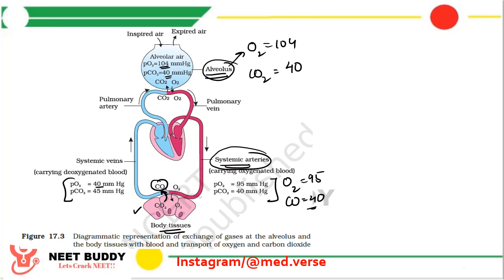So if you see in this table that has been given over here, the partial pressure of oxygen is given as 40, which is less when compared to the 95 millimeter of mercury which was there in the systemic arteries, and the partial pressure of carbon dioxide is 45, which is more compared to the partial pressure of carbon dioxide that was there in the systemic arteries. अब ये deoxygenated blood जाएगा हार्ट में, हार्ट से लंग में जाके फिर से exchange होगा.